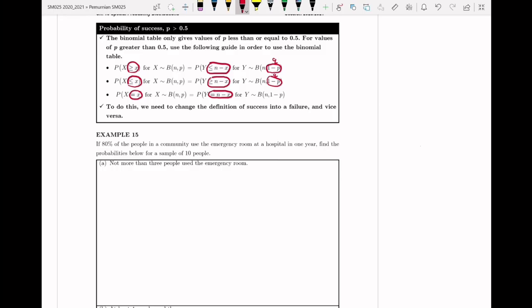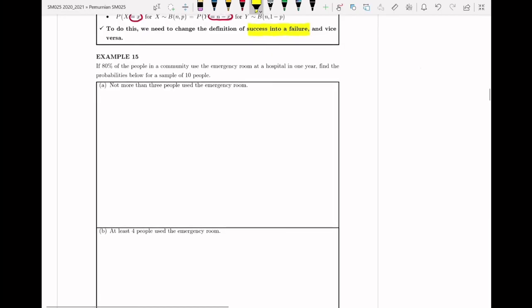If we have P(X = x), for X binomially distributed with n and p, we change it to Y equals n minus x, for Y binomially distributed with n and 1 minus p. To do this, we need to change the definition of success into a failure, which means that instead of using p, we will use q, and if we want to use q, we need to change it to p.